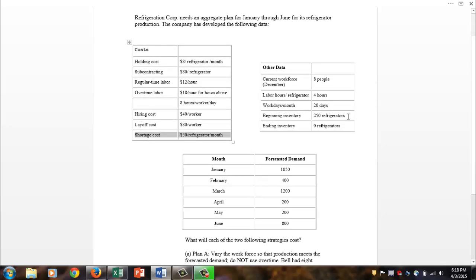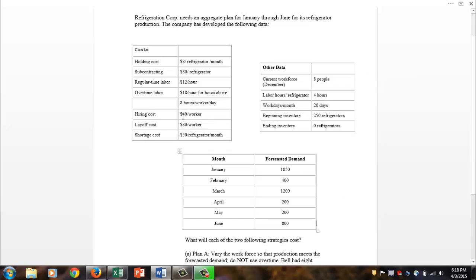So, some more information. Here's the beginning inventory. So this is different from before. Now we do have beginning inventory. You don't worry about that. Here's the labor hours per refrigerator. So these 3 things are different from what we did for Deb.